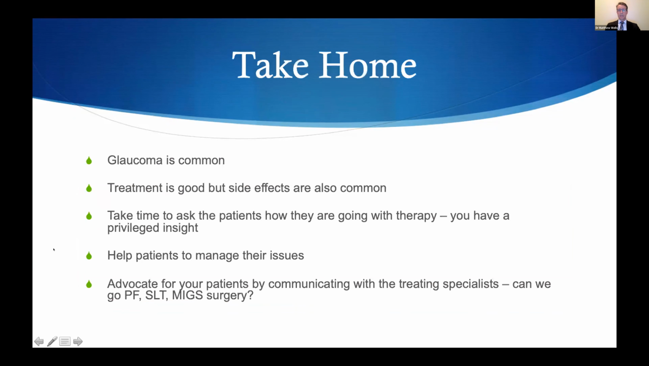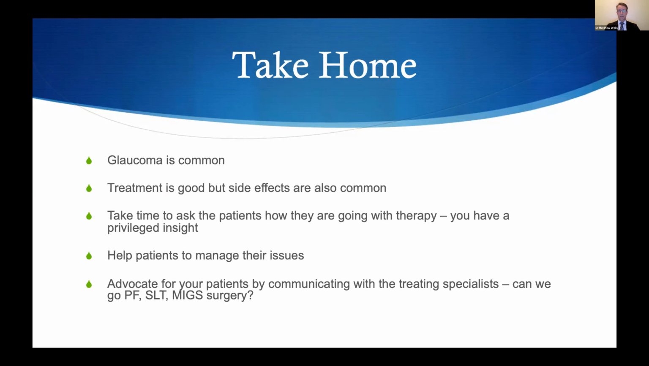So I guess the take-home messages: glaucoma is very common. We've got great treatments, but there's often many side effects that come with them. As I mentioned, you guys are in a really privileged position. You have a really great relationship with many of your patients. They're far more likely to be forthcoming with you than the specialists that they see less frequently.